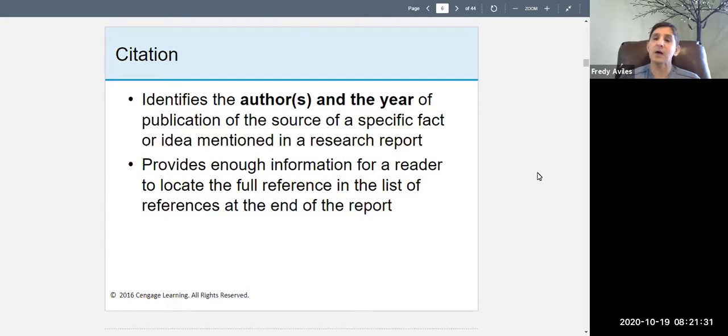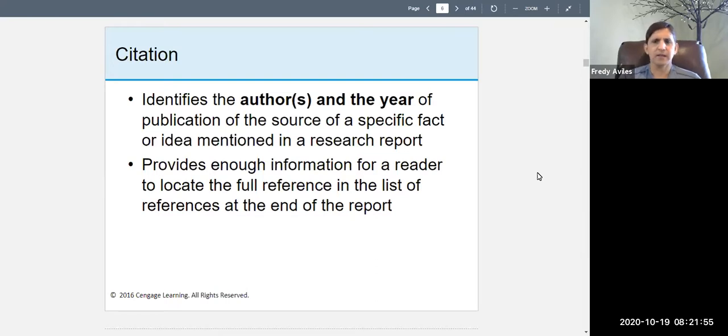You are going to write about what other people have said about your topic in the introduction. And of course, you're also going to have your own work, and you're going to describe your own work, but you're going to have to cite. You're going to have to refer to other authors. So you need to identify the authors and the year of the publication for a specific fact or idea that's mentioned in the research report.